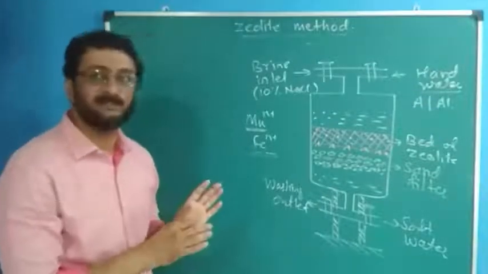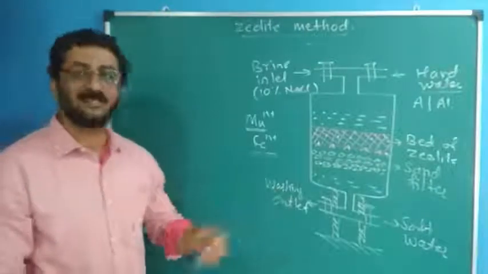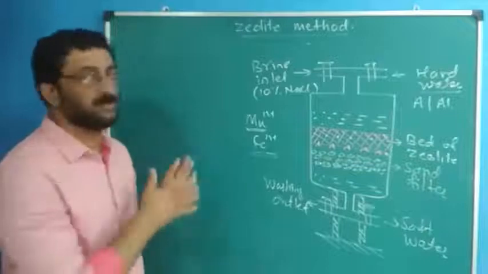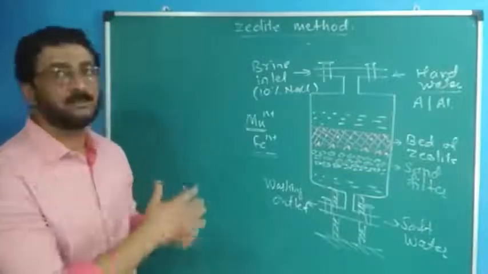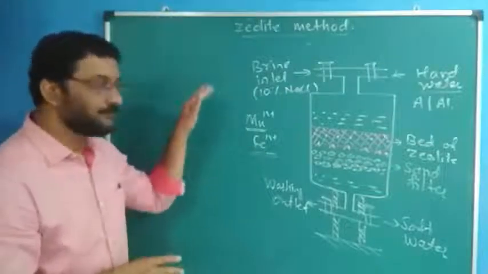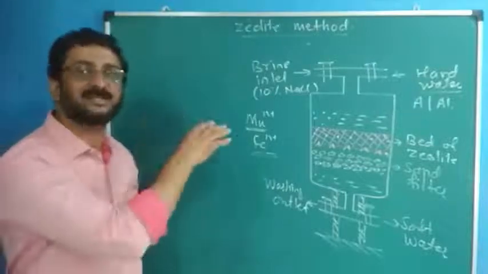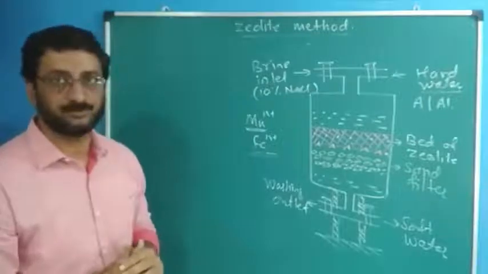So this is one simple short note. Easily we can manage. In the next lecture we will see the numericals on the zeolite method. For that purpose, these four reactions, the resin reactions and the regeneration reaction, should be properly understood.